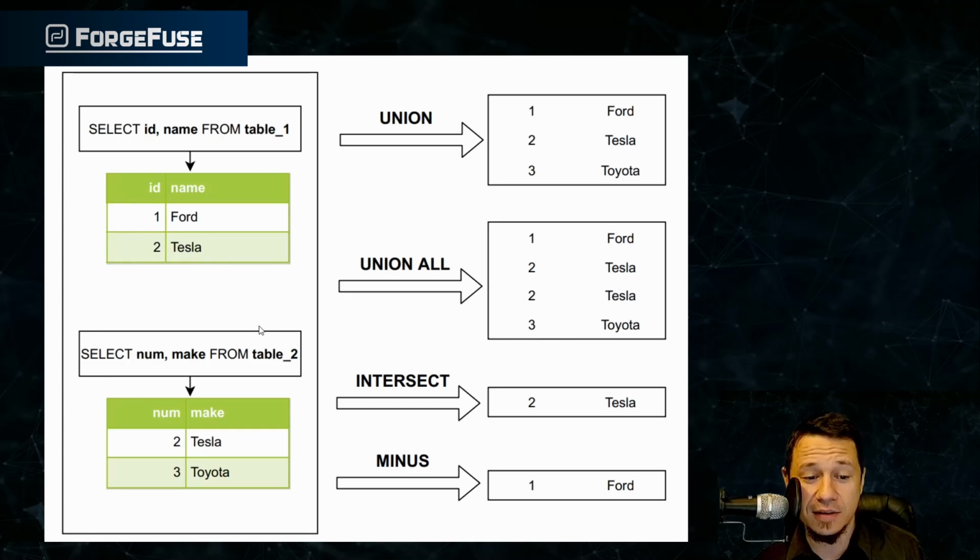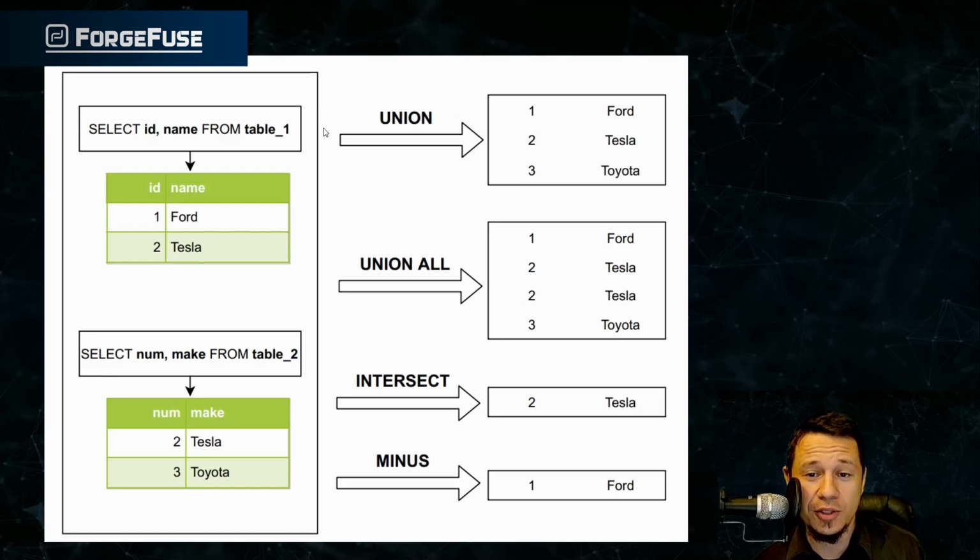The second select from table 2 is picking up the num column and the make column. And this one has the num 2 for Tesla and num 3 for Toyota, right? Now, if we use the set operators on those two tables, the output would look like the following.